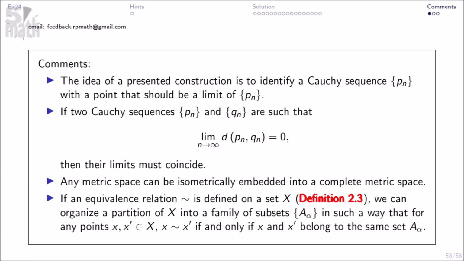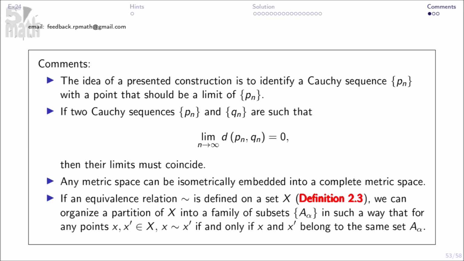Comments. The idea of the presented construction is to identify a Cauchy sequence Pn with a point that should be a limit of Pn. If two Cauchy sequences Pn and Qn are such that this, then their limits must coincide. Any metric space can be isometrically embedded into a complete metric space.